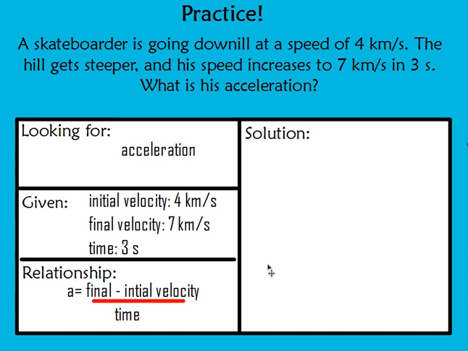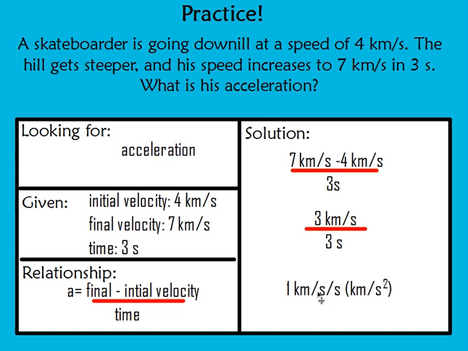All right, so let's solve this. We're going to plug in our numbers: 7 kilometers per second minus 4 kilometers per second, divided by 3 seconds. The first thing you want to do is 7 minus 4, which happens to be 3 kilometers per second, divided by 3 seconds. This is an easy problem. You can do this in your head. You end up getting 1 kilometer per second squared. Remember, both seconds count. You cannot cross them out. So it's 1 kilometer per second squared.